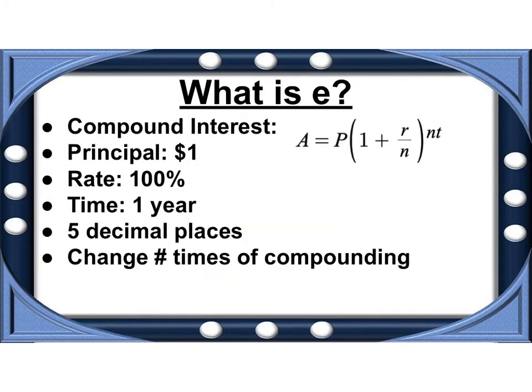So first off, what is E? Remember our compound interest formula, and if we deposit $1 at a rate of 100%, which means that our R will also be 1 and our time will be 1. So we'll make everything 1. We'll go to 5 decimal places and we'll change the number of times that we compound.